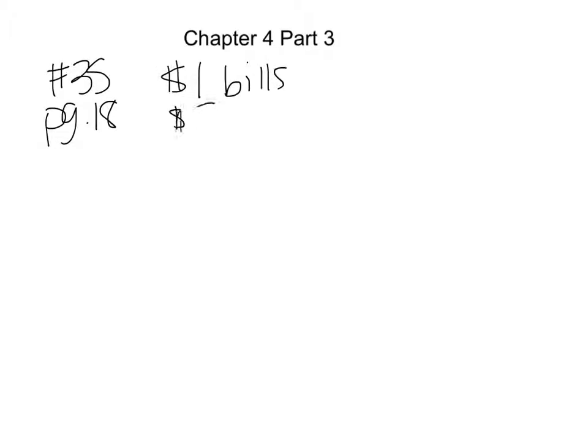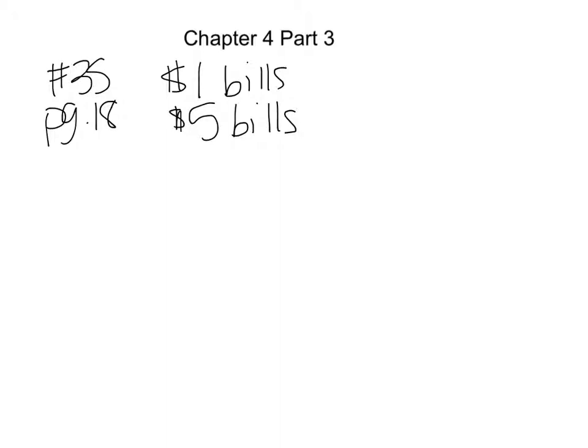In Chapter 4, Part 3, we are talking about writing substitution word problems. We're going to take a look at number 35 on page 18. It says that Harvey has some $1 bills, so I'm going to write that down, and he has some $5 bills from selling candy for Science Olympiad.